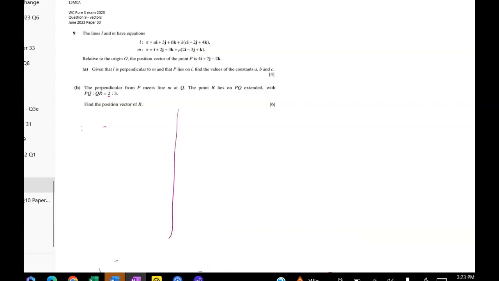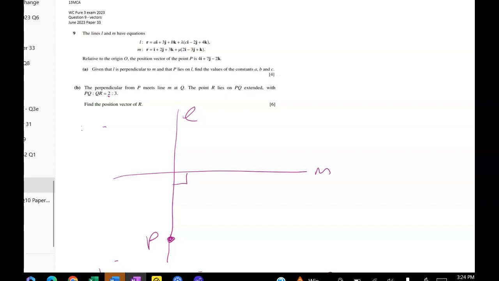So here's line L, and here's line M. And we know that P is on L, and I've drawn this so that P is sitting out here. So P is on L, and we know that line L is perpendicular to M.